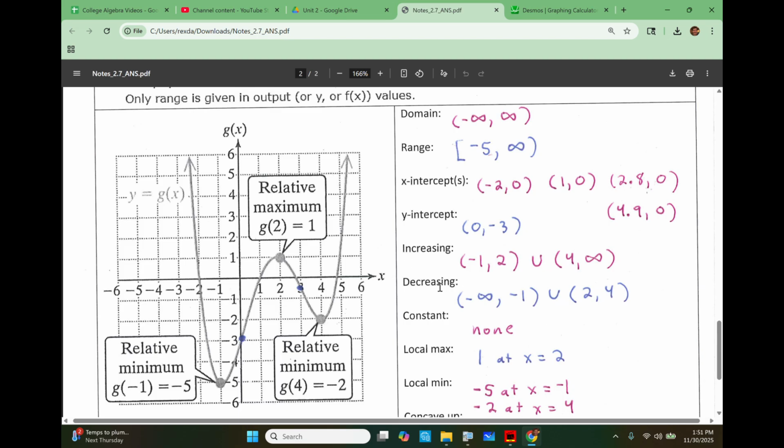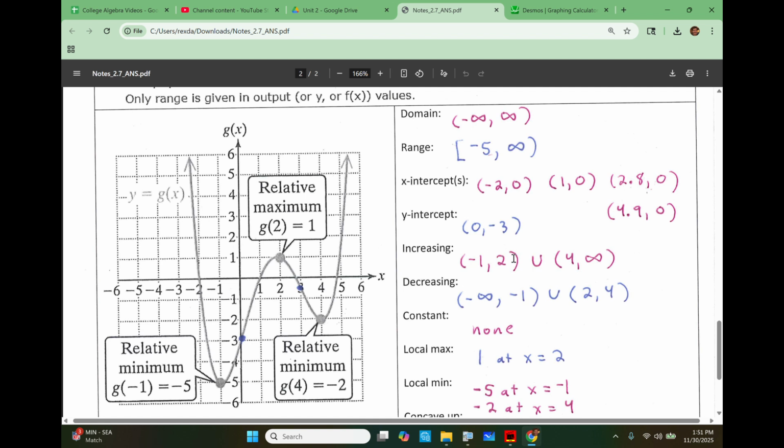So increasing and decreasing intervals, what we're going to say is as we go from left to right, a lot of people look at this like, oh, look, it's going up and up, increasing, increasing. But really, we're going to go left to right. And as we go left to right, this function is going down, and then up, and then down, and then up. So the increasing intervals are from this point to this point. So when x is -1 to 2, and then union from 4 to infinity.